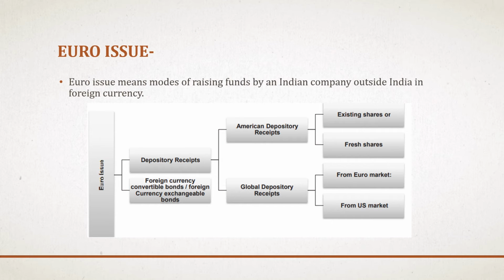What are euro issues? Euro issue means modes of raising funds by an Indian company outside India in foreign currency. The euro issue could be in two forms: one is depository receipts and the other is FCCBs and FCEBs. Depository receipts could be American depository receipts or global depository receipts. American depository receipts could be issued for the existing shares of the company which will underlie that issue, or for fresh shares. Similarly, global depository receipts are for funds raised from the Euro market and from the US market.